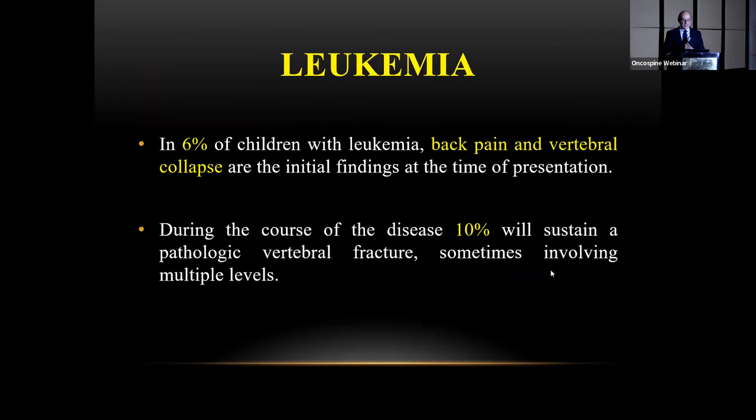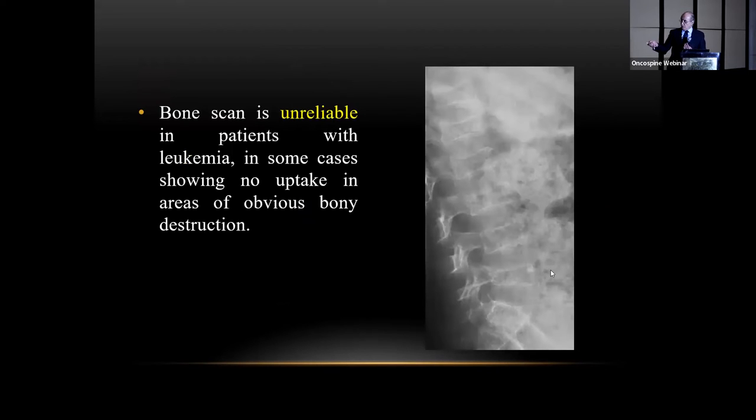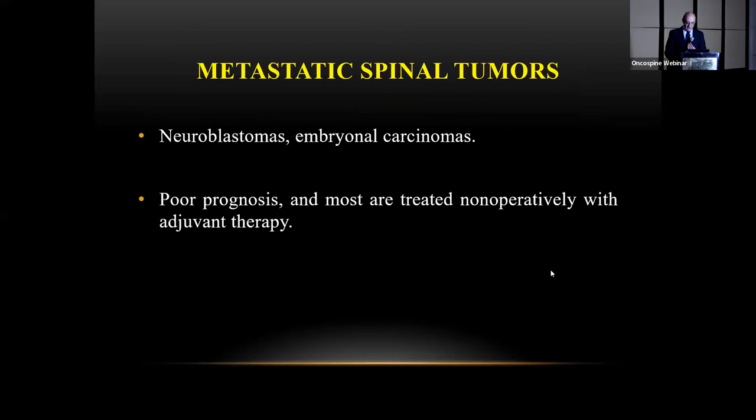Leukemias: in 6% of children with leukemia, back pain and vertebral collapse is the presentation. During the course of the disease, 10% will sustain a pathological vertebral fracture, sometimes involving multiple levels. You can see that usually there are multiple levels affected, severely osteoporotic and collapsed. And this is one of the typical x-rays of leukemias. Bone scan is unreliable. Sometimes it's a negative bone scan despite all these changes.